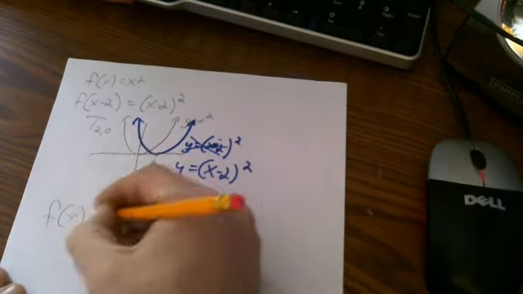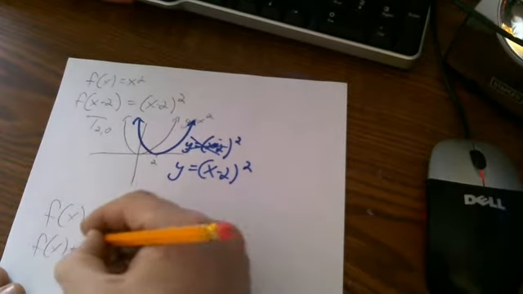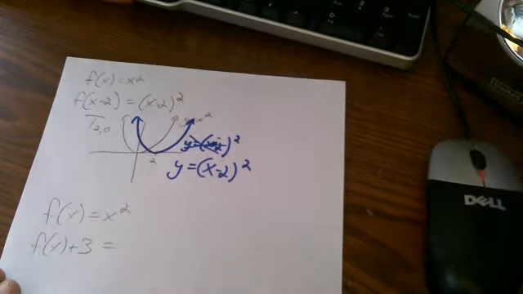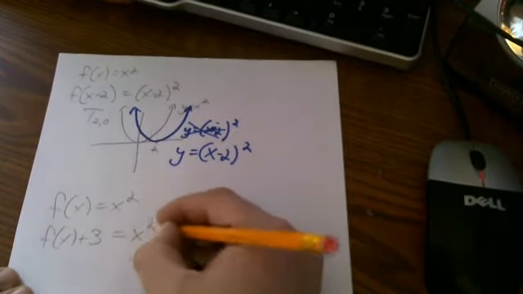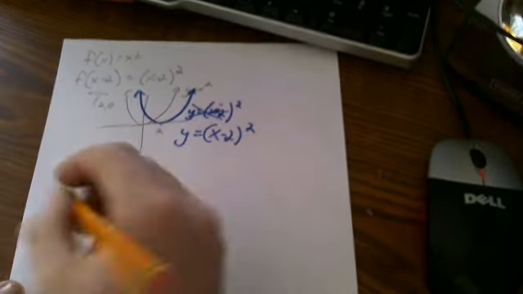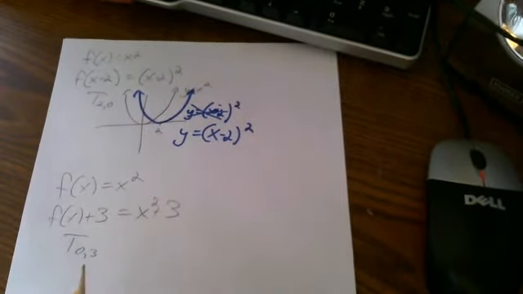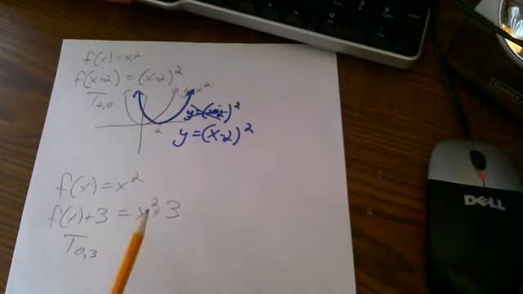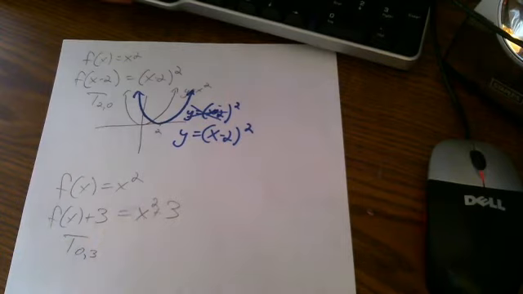Let's translate in a vertical direction. Let's find f of x plus 3. Well, that's just asking me to add 3 to my f of x. X squared plus 3. Using function notation, I should recognize that this is a translation of 0 in an x direction and positive 3 in a y direction. Now, outside of the function means after I square something. Inside of the function, before I square it. Outside of the function, after I square it.